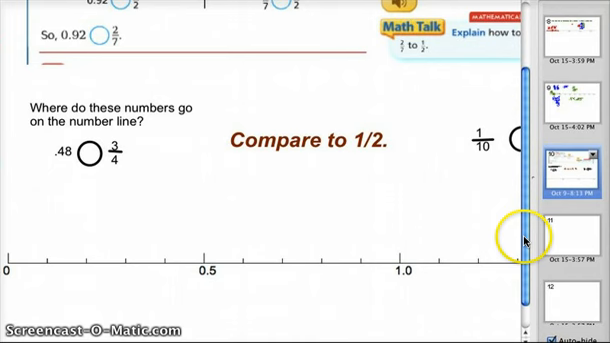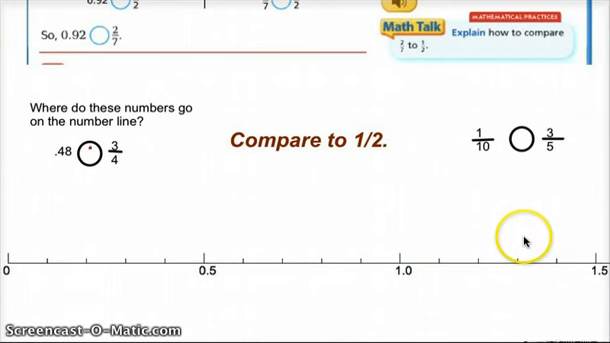Another thing you can do is compare your numbers to 1/2. Okay, so we have 48/100 here. I know that's less than 1/2. 3/4 is more than 1/2. So 48/100 is less than 3/4. 1/10 is less than 1/2. 3/5 is greater than 1/2. So 1/10 is less than 3/5. So 1/2 is a great benchmark to use.